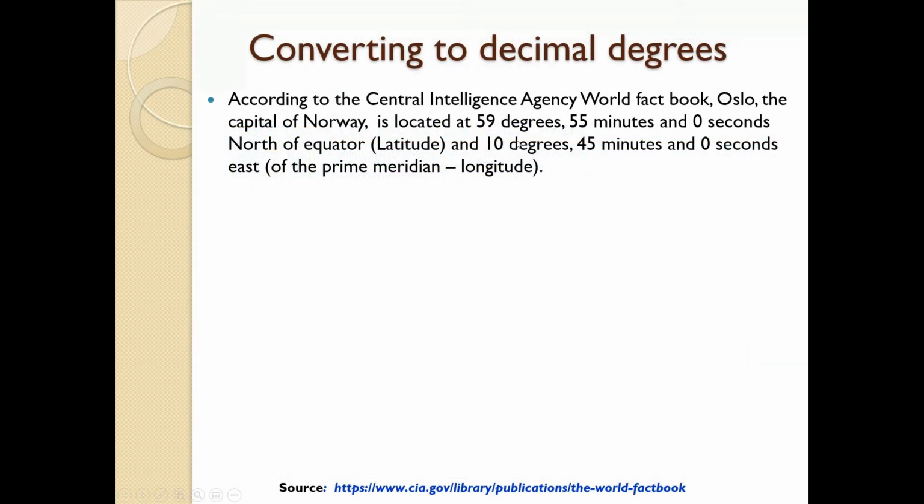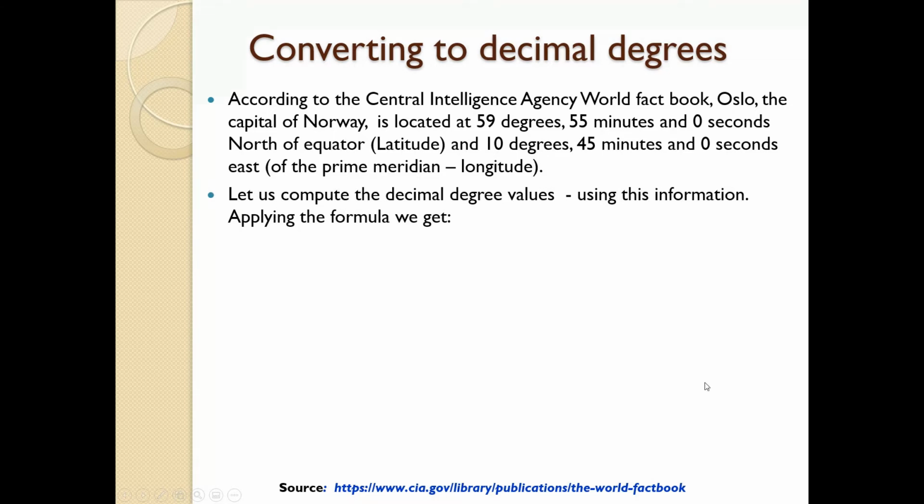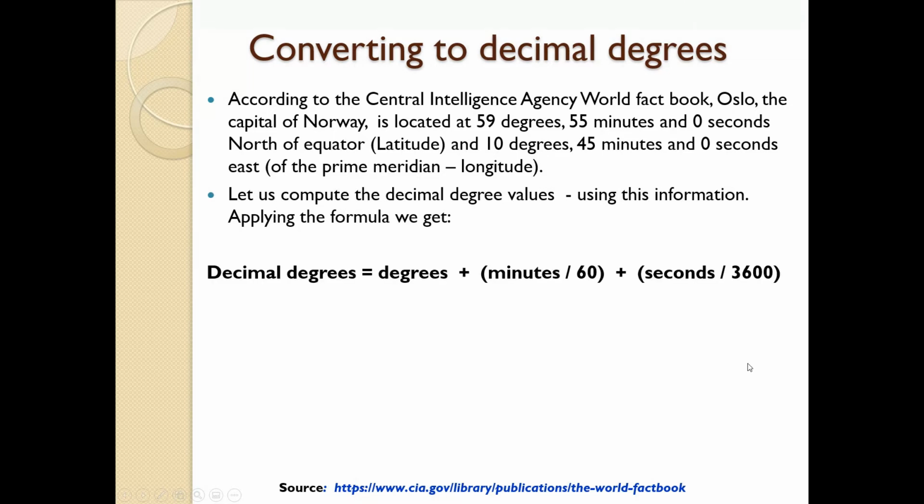Well, we have the numbers here: 59 degrees, 55 minutes, and 0 seconds north of the equator. So that's the latitude. We've got 10 degrees, 45 minutes, and 0 seconds east of the prime meridian. So Norway is east of England, as you can see on the map. That's the longitude. And if we're going to compute decimal degrees, we use this formula. So if we put in the numbers, we have 59 degrees plus 55 minutes, which is taken from here, divided by 60 plus 0 seconds divided by 3600. This will fall away, obviously. That's the calculation of the latitude.